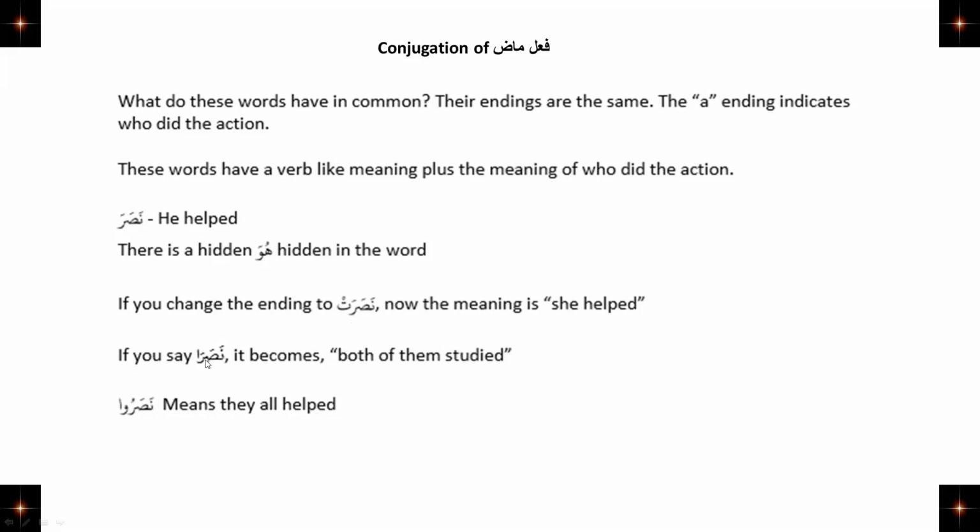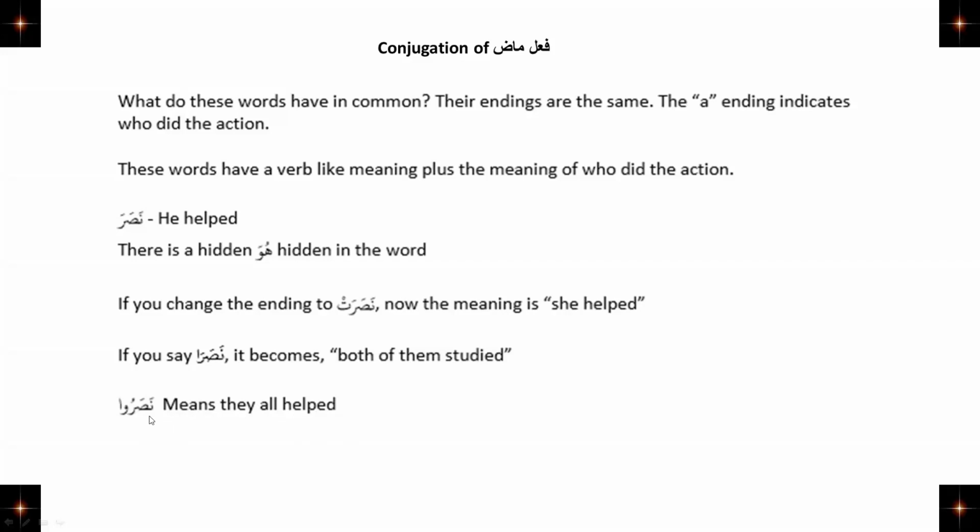If you say nasara with the alif, it becomes both of them. So the alif is the plus, so it becomes two. Can't you see that? So huwa is for one, like nasara. When you add the alif, it becomes huma, which means two of them. So nasara for both of them. And then hum is for all of them. It's for all of them, like a group.